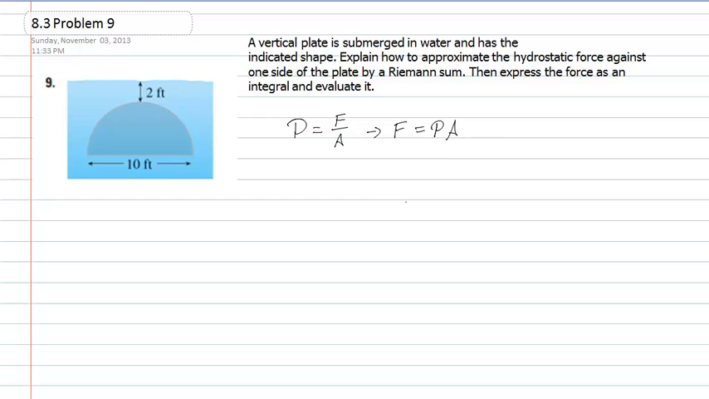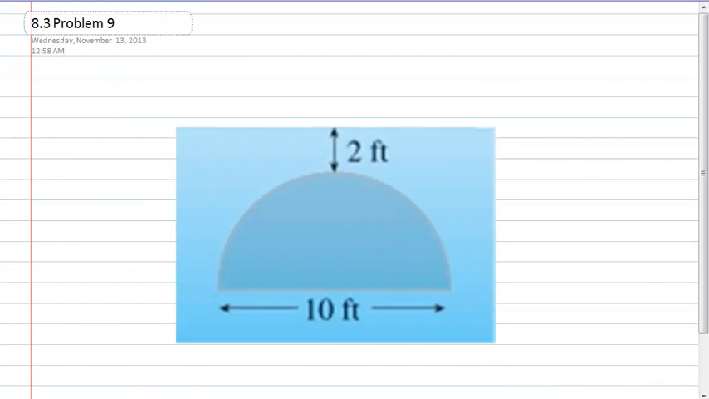For the US system, pressure is defined as delta times the depth. And if we substitute that into the original equation, we have that force is equal to delta times the depth times the area of the object. This was the image given in the book.